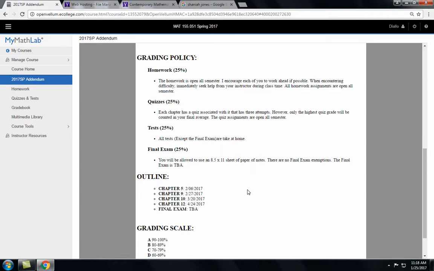You will be allowed to use a page of notes front and back. You will be allowed to use your calculator. There are no final exam exemptions, and the final exam is to be announced.